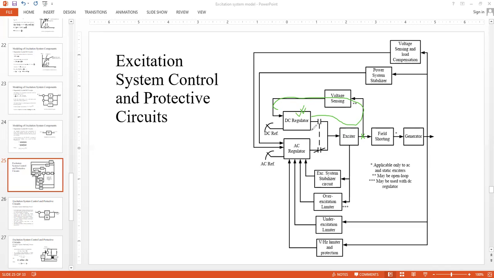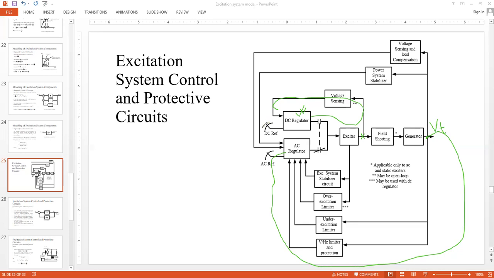Okay, whereas the AC regulator doesn't take that field voltage output, rather it takes the AC voltage output directly from the generator terminal. So the AC regulator has control directly over the variable of interest, that is VT. Whereas the DC voltage regulator can only control the field excitation. Okay, the DC one, not the AC one.